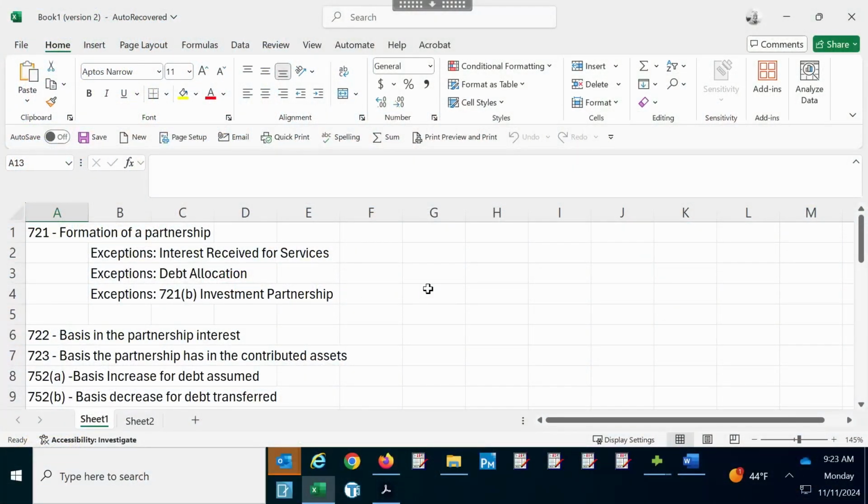Okay? Formation of the partnership, or transfers of property to the partnership, however you want to use that terminology. Transfer to a partnership is almost always going to be a tax-deferred event. Is that the same as a corporation, Maher, or is that different? Different. So it's different.